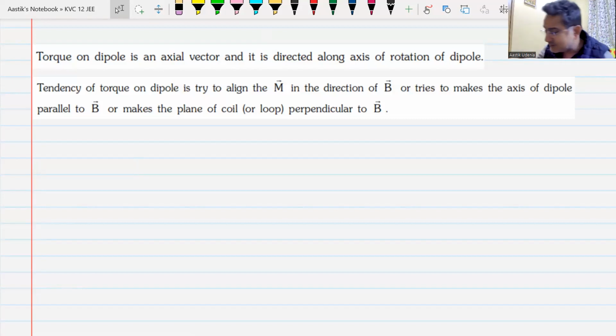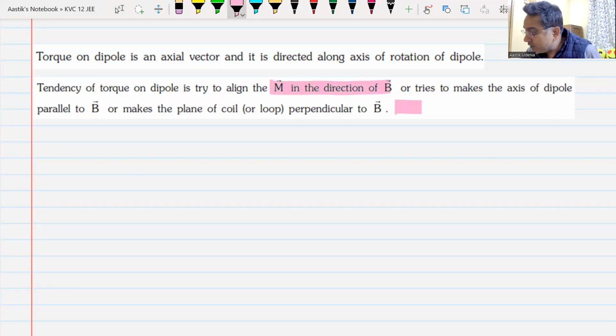Do we understand this? It will try to align M in the direction of B, or it will try to bring what? The dipole back to its stable equilibrium position where theta is equal to 0.